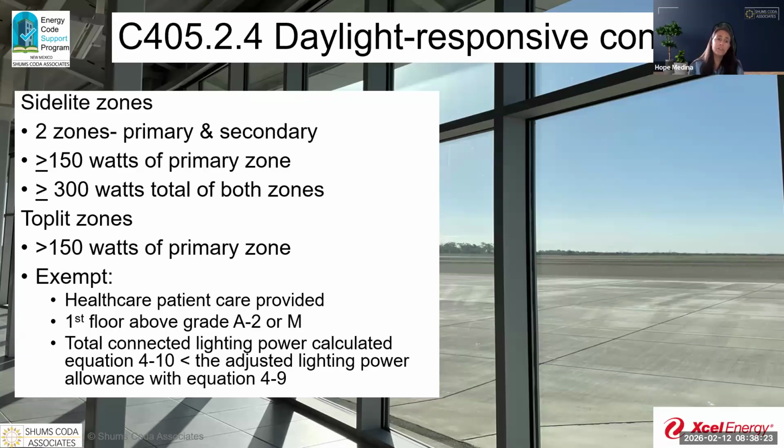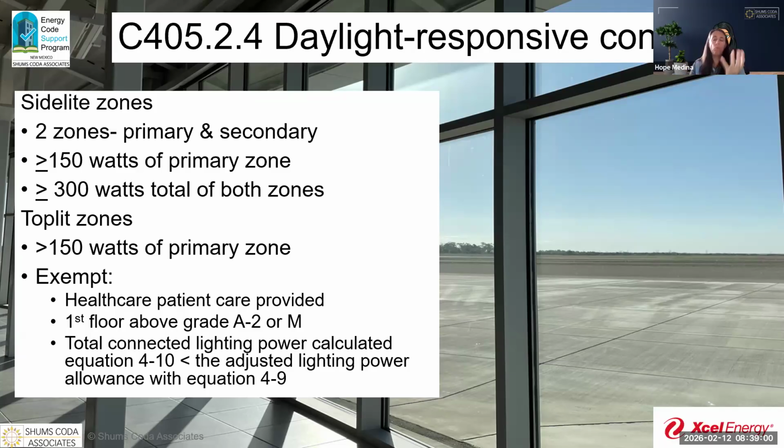Now, there are some exemptions: healthcare patient rooms, first floor, or that's above grade for A2s or Ms. And then if you have a total connected lighting power calculated utilizing equation 4-10, and it's less than the adjusted lighting power allowance with equation 4-9. That was a lot of fun.